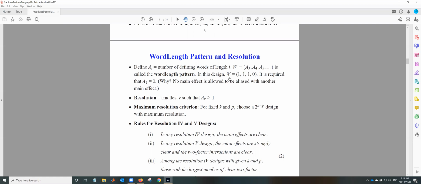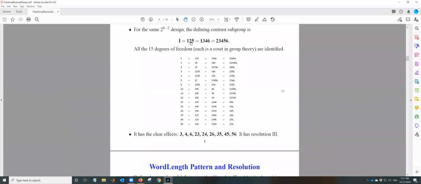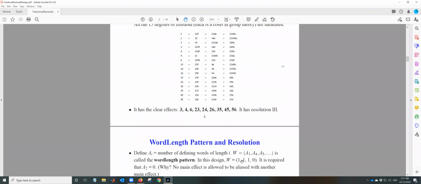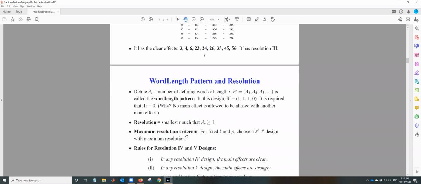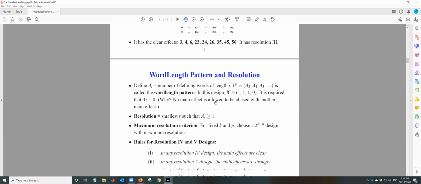If you have the design 1110, for example, what do we have here? This is A3, you have 1 defining word, so you put a 1 here, and A4, you have 1. A5, you have 1, so you have 1110, you don't have this defining word. So the minimum defining word length is 3, so the resolution is 3. So the maximum resolution criterion: for any fixed k and p, we choose the 2 power k minus p design with maximum resolution. So we want our resolution to be high, okay?